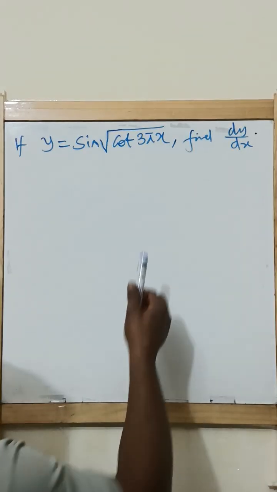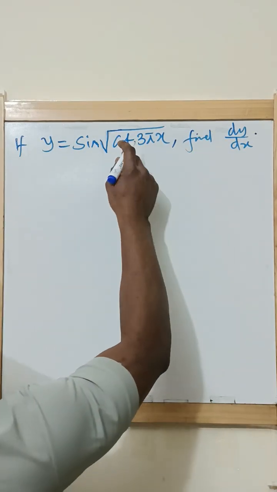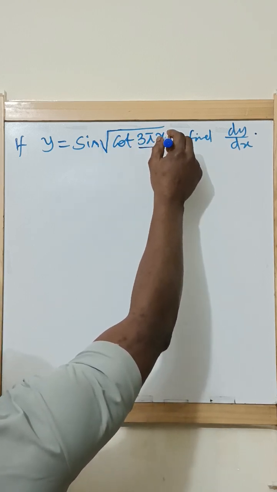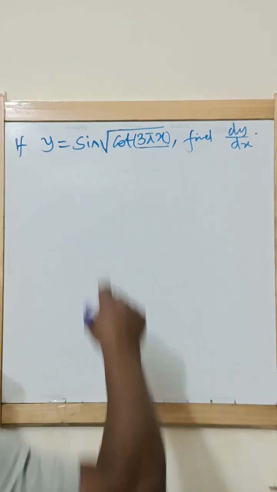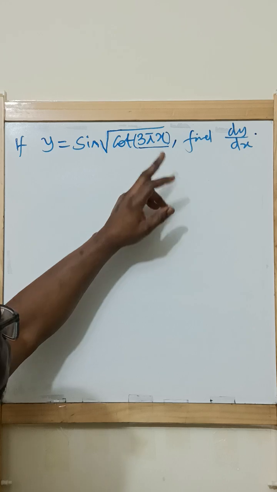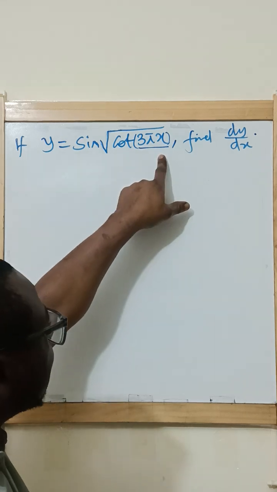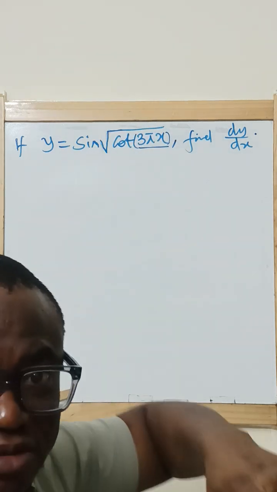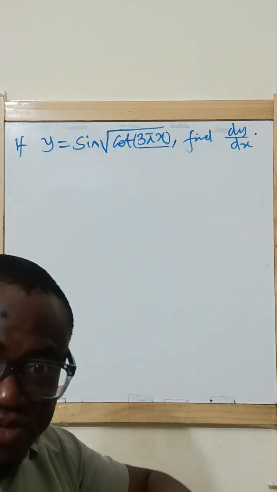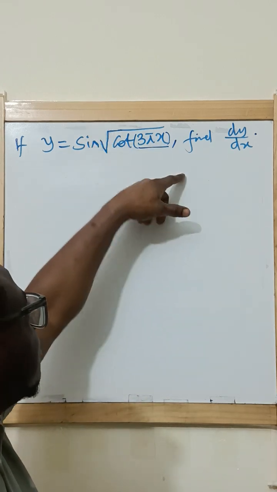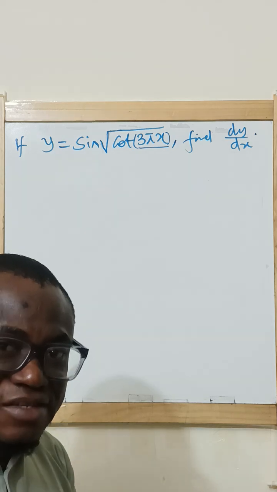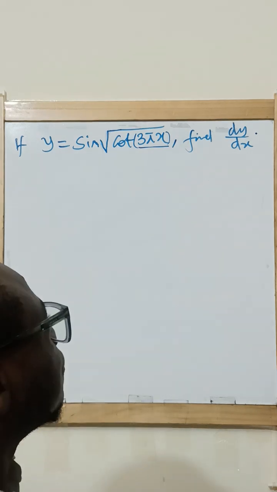First, inside this square root, we have this, which is the subject of this cot, so we represent that as a function. Then cot of this subject is a function. Now the square root is also a function. Then sine of everything is also another function. So we have about four functions there that we need to analyze.